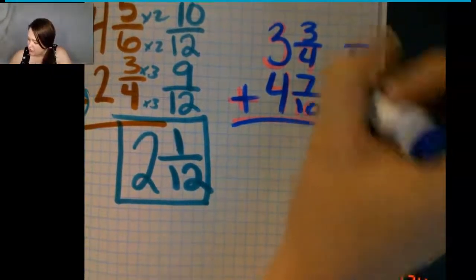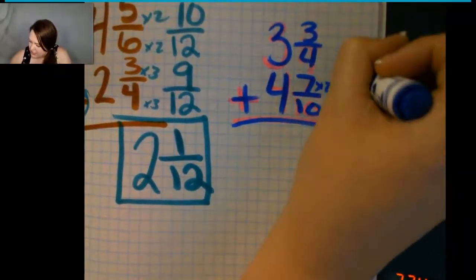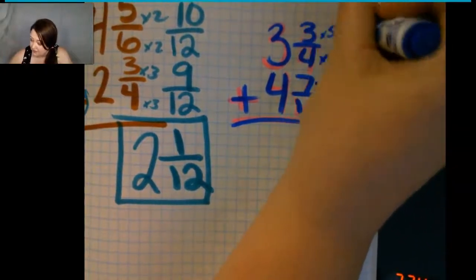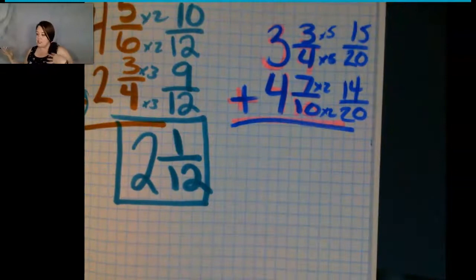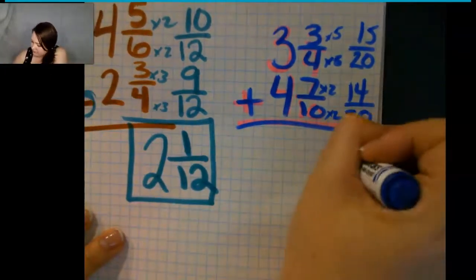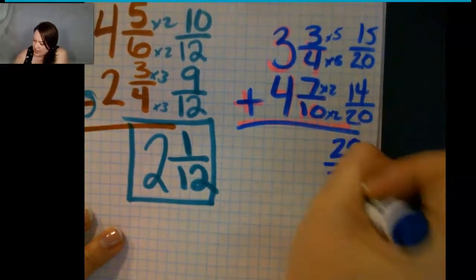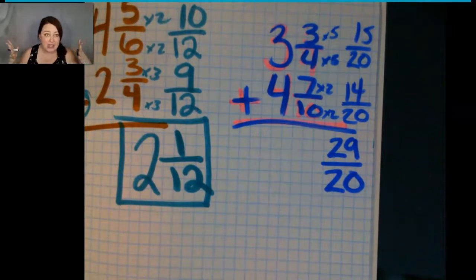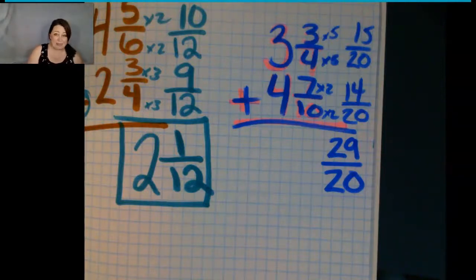10 times 2 is 20. 7 times 2 is 14. 4 times 5 is 20. 3 times 5 is 15. So 15 plus 14 is 29/20ths. Now, one thing you should notice right away is that the numerator is bigger than the denominator. 29 is larger than the denominator, which makes it improper.